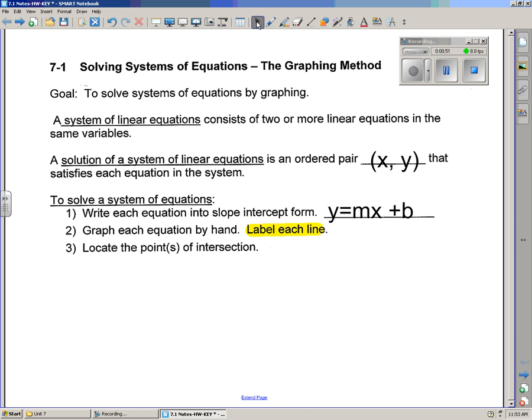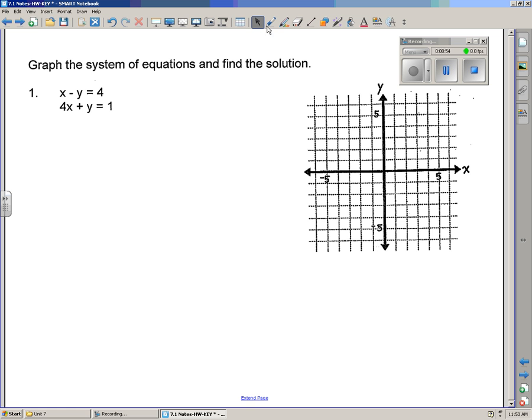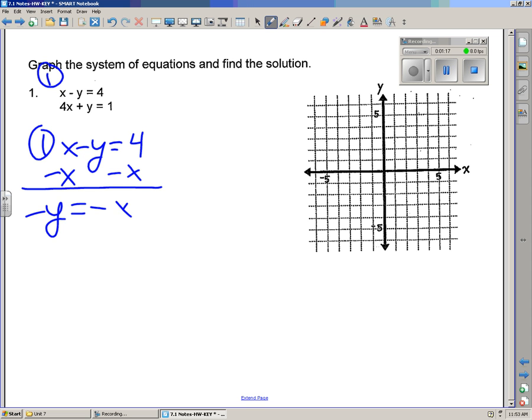Okay? So if we take a look here, this first graph, we need to graph the system of equations and we need to find the solution. So you're going to be using rulers for sure. We'll talk about the graphing calculator, how that's helpful as well. But we need to take this first line and get it into y equals mx plus b. I'm going to subtract x on both sides. Negative y equals negative x plus 4. Divide everything by negative 1, and y equals 1x minus 4.